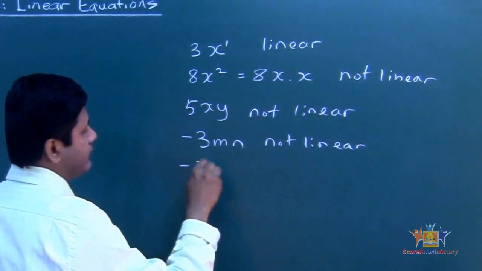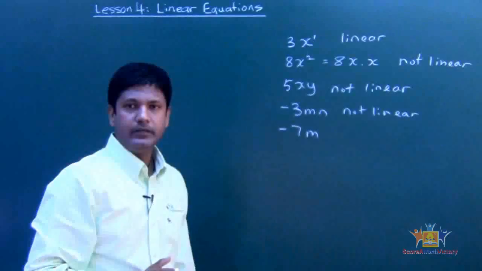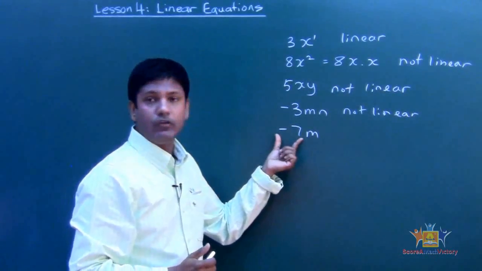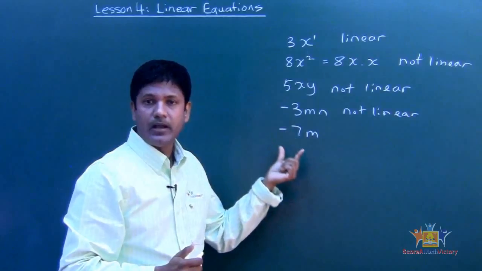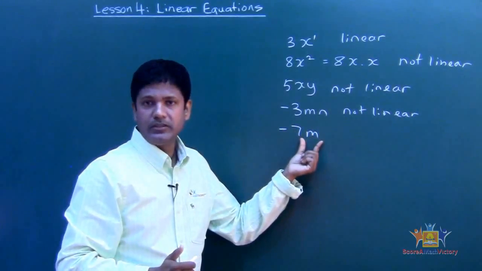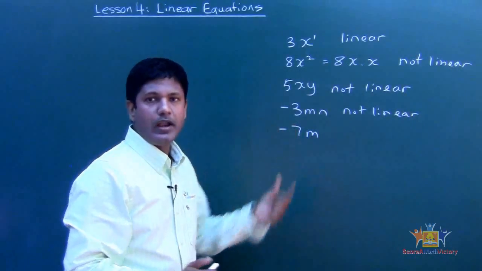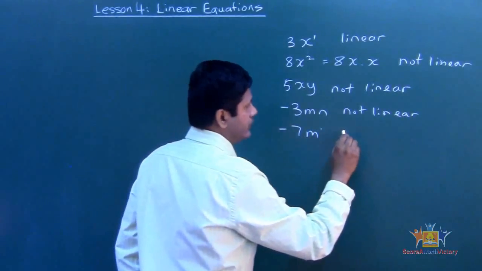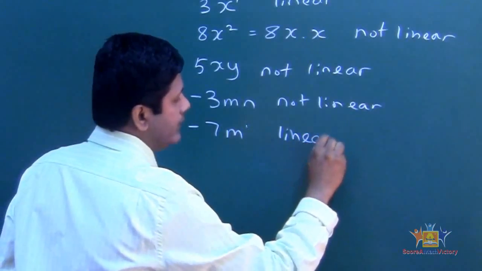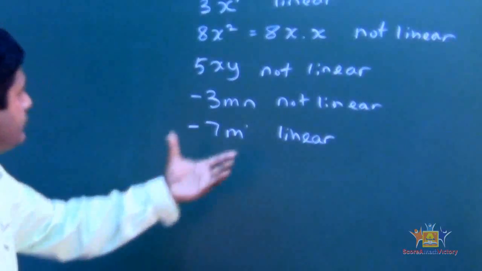And what about negative 7m? Is this linear? Yes. Doesn't matter about the coefficient, the number coefficient, whether it is negative or positive. It's the unknown that matters. How many unknowns are there? 1. And what's the power? It's 1. See that? So this is linear. Alright? It's a linear algebraic term.